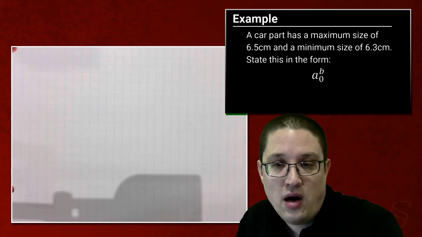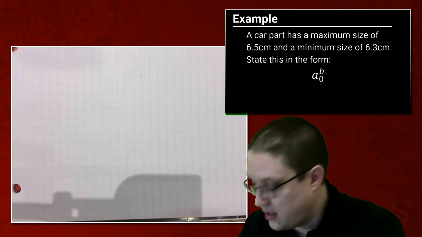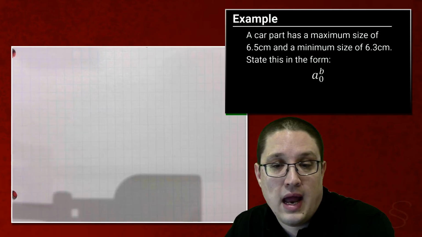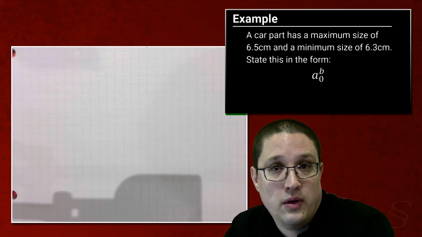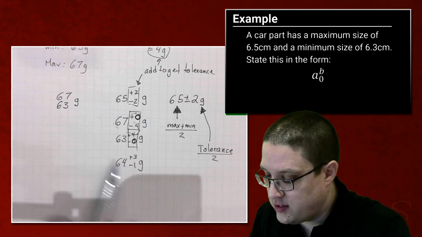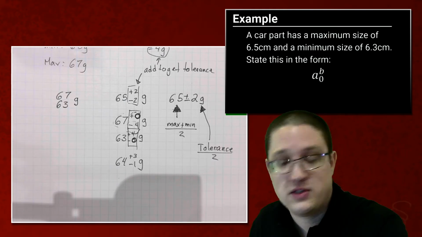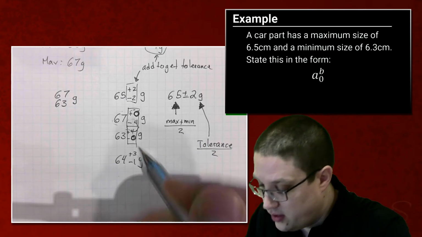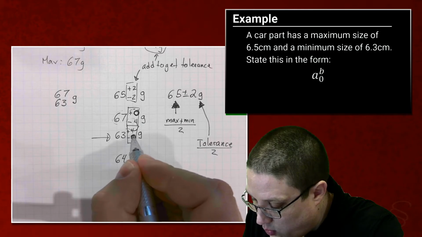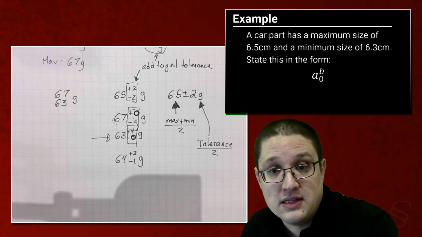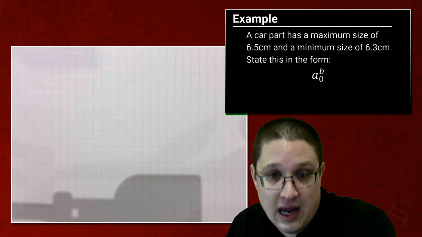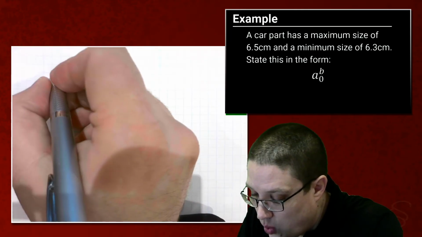So, a car part has a maximum size of 6.5 centimeters and a minimum size of 6.3 centimeters. State this in the form A and then B over 0. Here with this form, if you note, this is like our second form where I have little math problems. However, there's a 0 on the bottom, which means it's going to be like this form here. So what that means is that my A value there has to be my minimum because I can't go any further down from there.